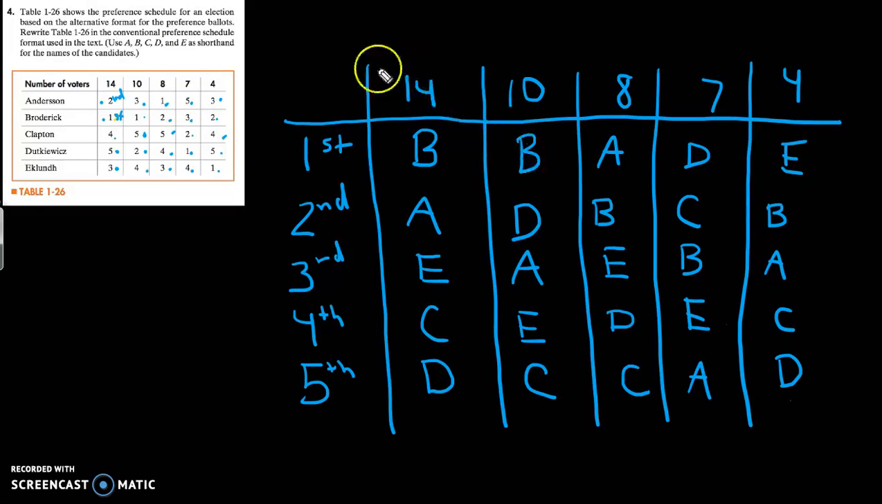So here's what they wanted, a conventional preference schedule. And see how this way it's way easier instead of having to dig through like who got the most first. You can just look across the row and say, well, it looks like 24 people, these people and these people voted for B. So it's much easier to read. So that's why they do that as the standard preference schedule.